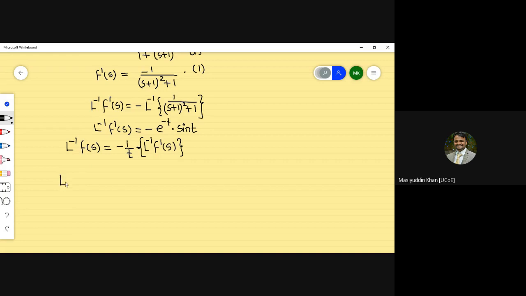So the Laplace inverse of f of s, that is cot inverse of s plus 1, is equal to minus 1 by t into this part, minus. So minus minus becomes plus. So 1 by t into the Laplace inverse of f dash of s, which is e raised to minus t into sine t. So we write e raised to minus t into sine of t. And this is our final result.